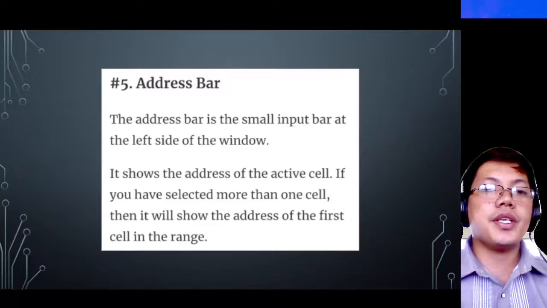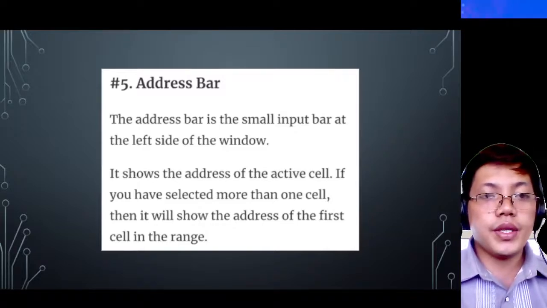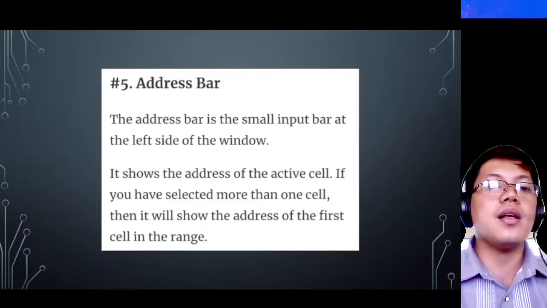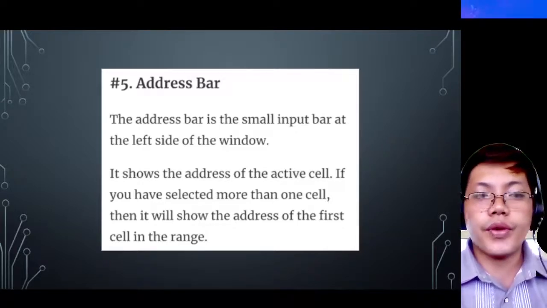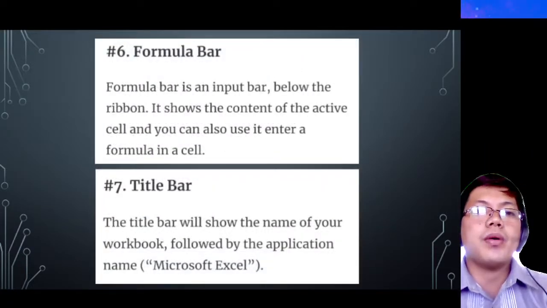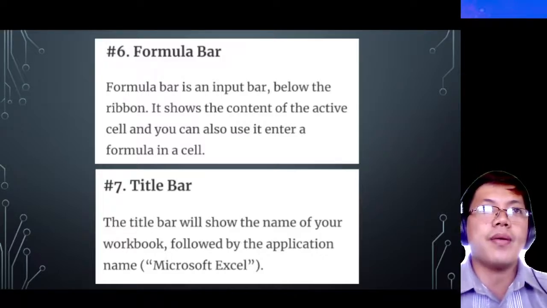Address bar. The address bar is a small input bar at the left side of the window, and it shows the address of the active cell. If you have selected more than one cell, then it will show the address of the first cell in the range.